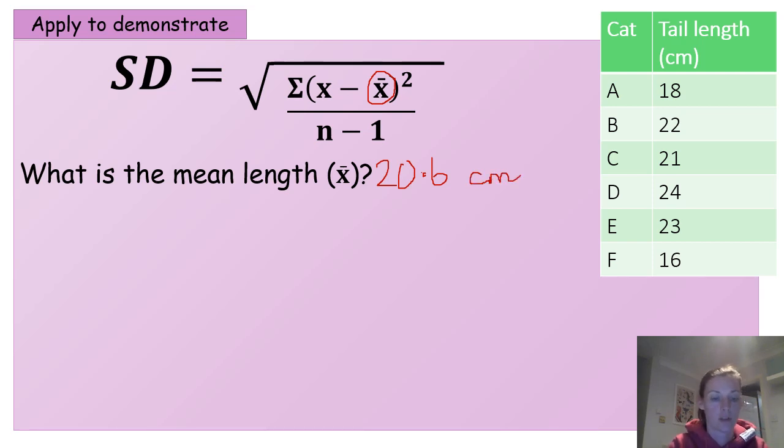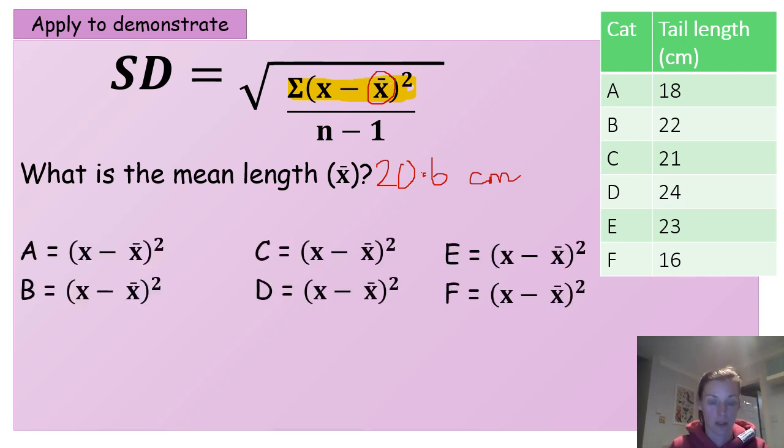Okay. Once you've done that, you can write out the first part of the sum. So this top bit up here, I'll just highlight that in yellow. So we're just going to look at just this section to begin with here. So those are the sums that you need to do for each of the cats. So I'm going to do A for you over here, and I would like you to do the rest of them.